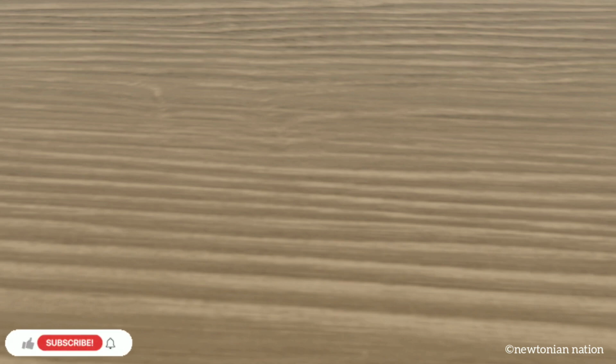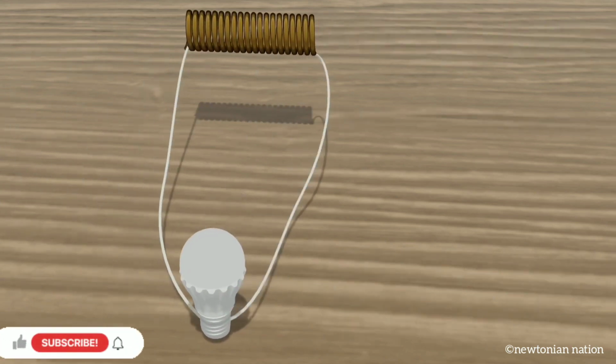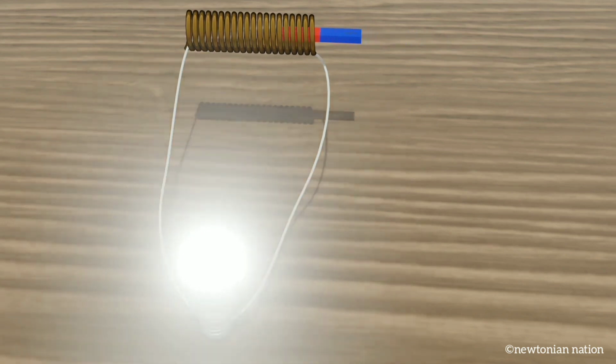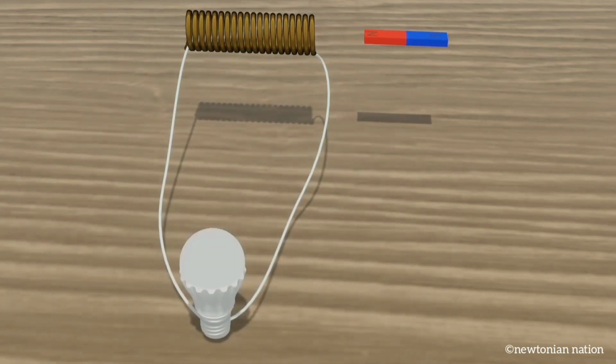Let's take the experimental setup. The bulb and the coil connected with a bar magnet. We move the magnet into the coil at a constant velocity, say v. As long as there is a relative motion between the two, the bulb lights up.